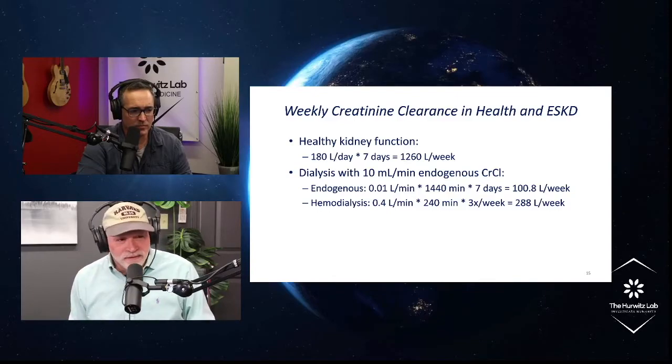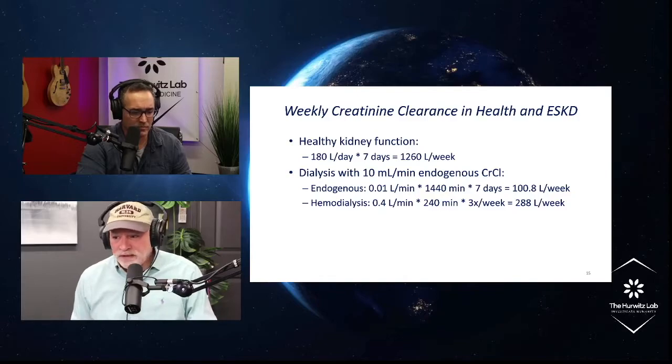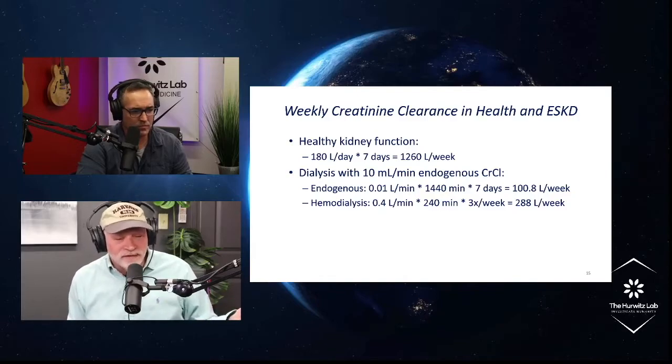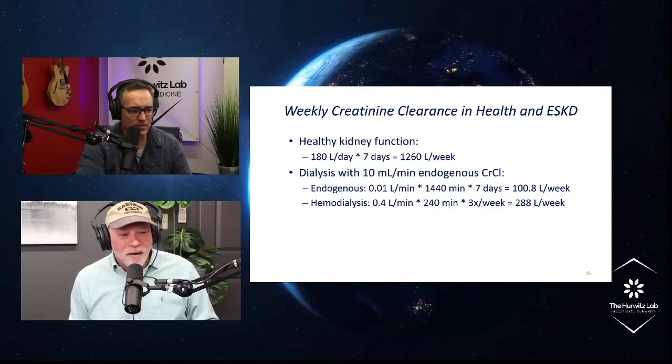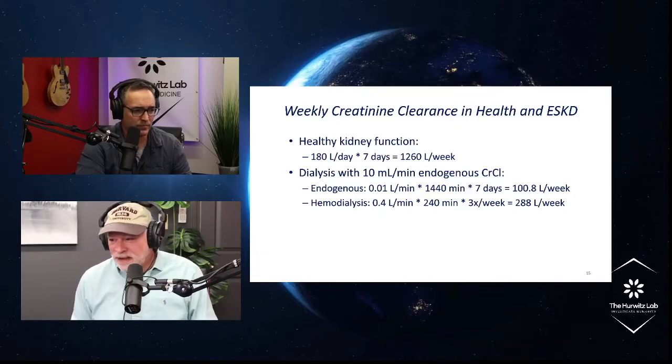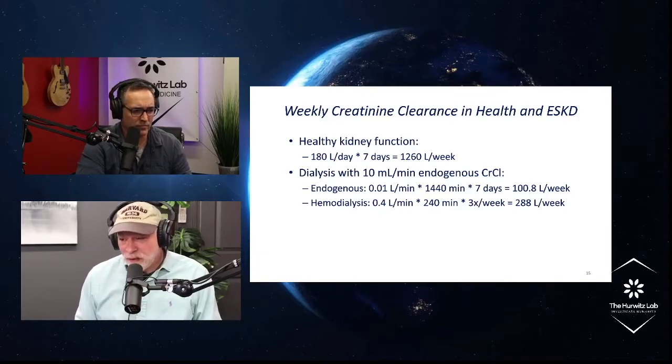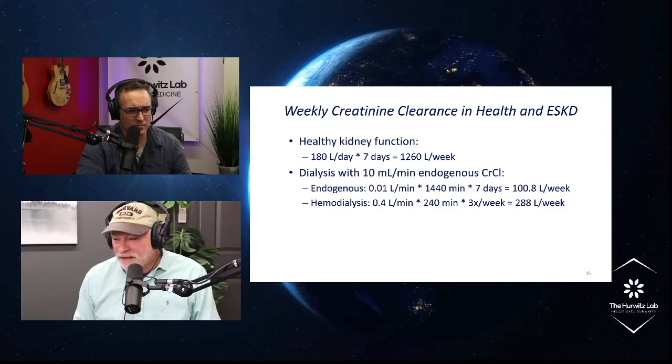They have usually to go on dialysis at some point. So let's just say 10. Some people obviously can wait until 6 or 5 or 4. Sure. But let's just say 10. Okay. All right. Let's just see what they get. So their endogenous clearance is 0.01 liters a minute times 1,440 minutes a day times 7 days, and that's 100.8 liters a week. That's already pretty low compared to the 1,250.